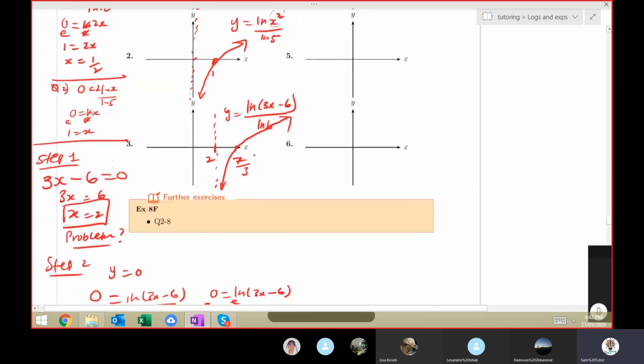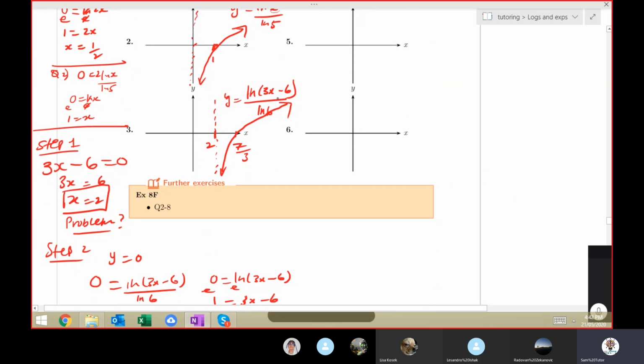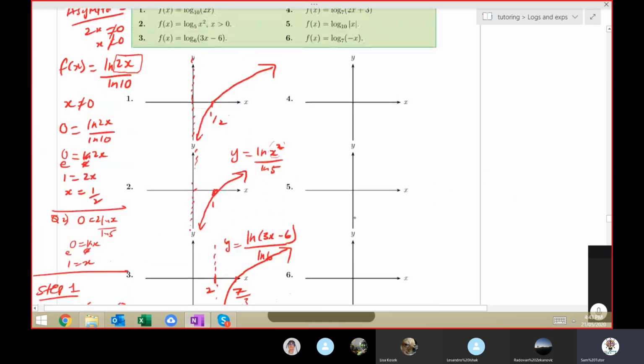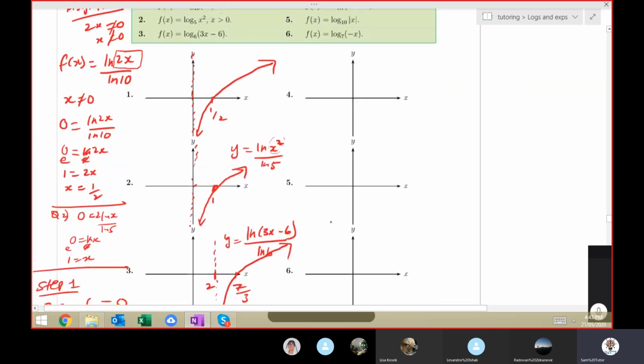All right, so again, look at it. I solved for the base, 3x take away 6. It gave me x equals 2, which is a problem because you can't log a 0. And then I found my asymptote, and then obviously I just subbed in y equals 0 to find my x-intercept. All right, let's try. There's only 3 more left, and that's it. That's your log graph done.